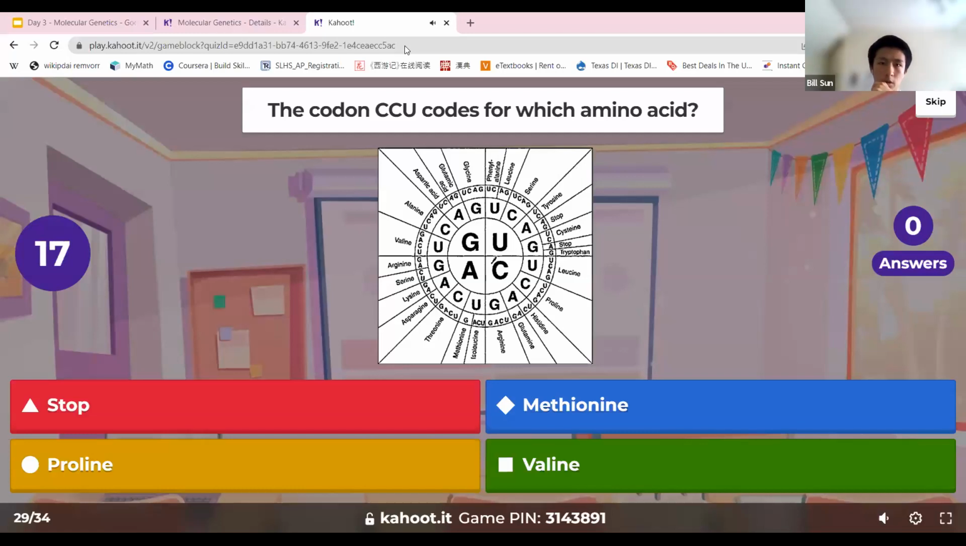Before you guys answer this one, I will describe how to use the codon chart. You start in the inner wheel and then go outwards to find the amino acid.